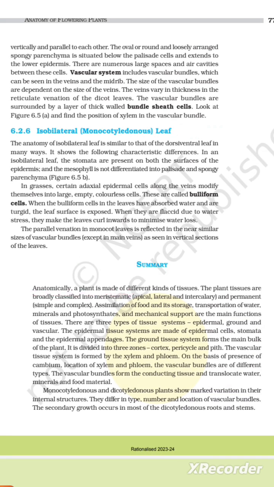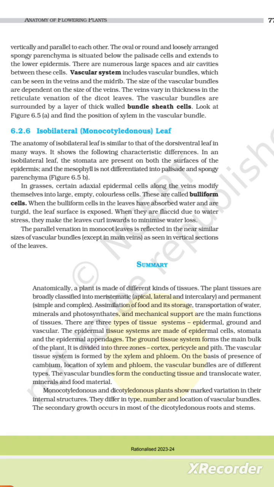Summary. Anatomy. A plant is made of different kinds of tissues. The plant tissues are broadly classified into meristematic, apical, lateral, and intercalary, and permanent, simple, and complex. Assimilation of food and its storage, transportation of water and minerals, photosynthesis, and mechanical support are the main functions of tissues. There are three types of tissue system: epidermal, ground, and vascular. The epidermal tissue system is made up of epidermal cells, stomata, and the epidermal appendages. The ground tissue system forms the main bulk of the plant.